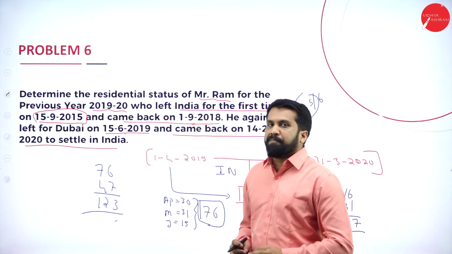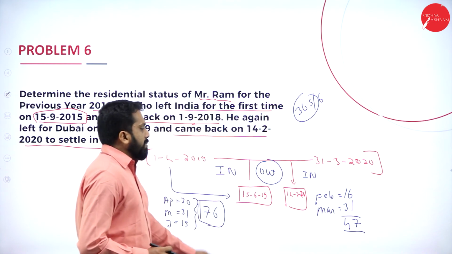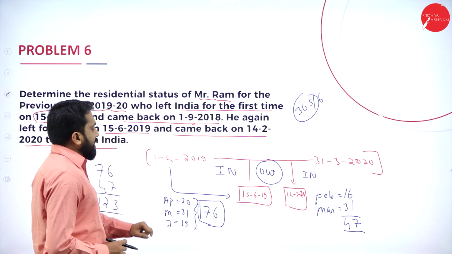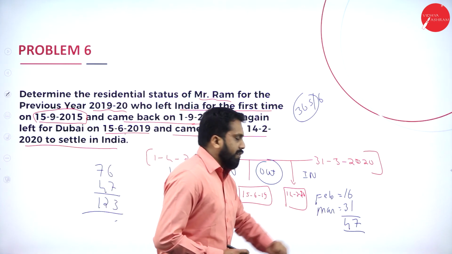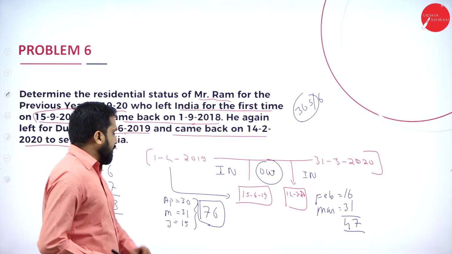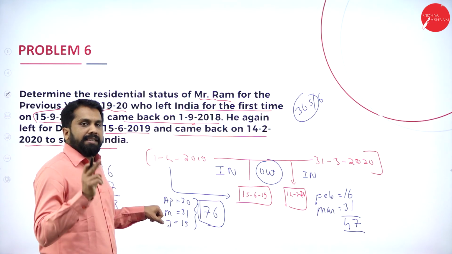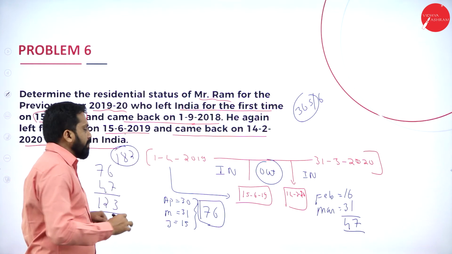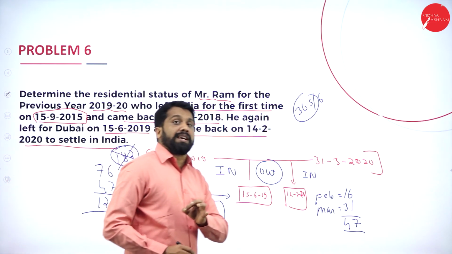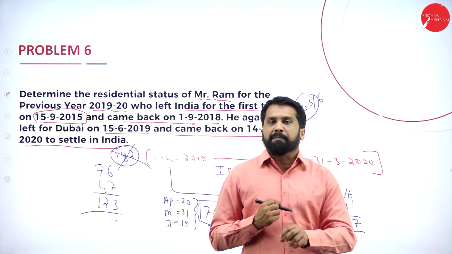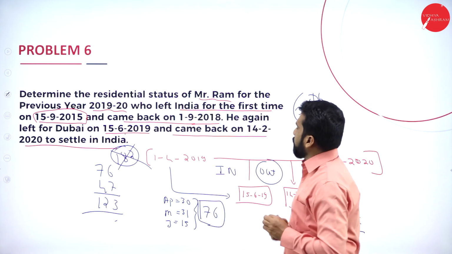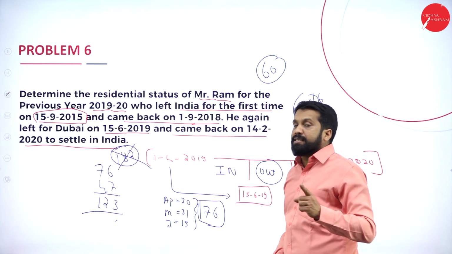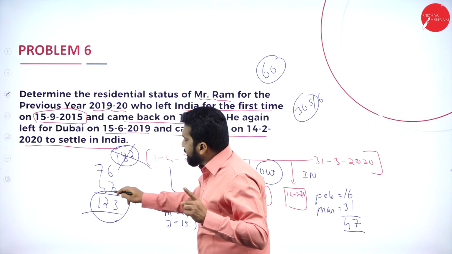Now, how to calculate whether he is a resident or non-resident? What is the first condition? As per the condition, he must be there in India for 182 days. But as per this calculation, 76 plus 47, he was there for 123 days. Is it possible? Did he complete 182 days? No. First condition, he has not completed. Go for the second one. What is the second one? Very simple. He must be there for 60 days. Was he there? Yes, he was there for more than 60 days.